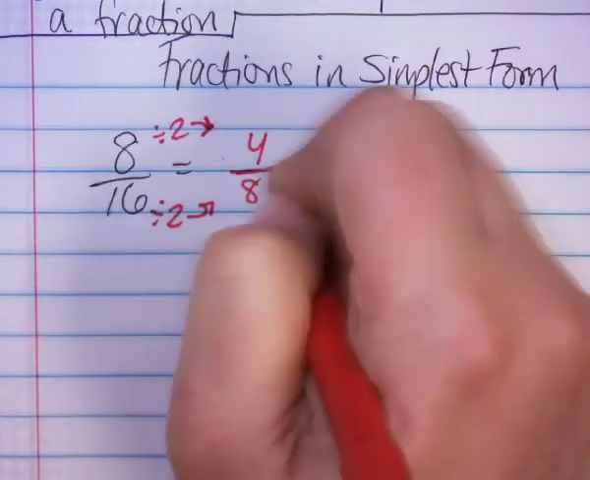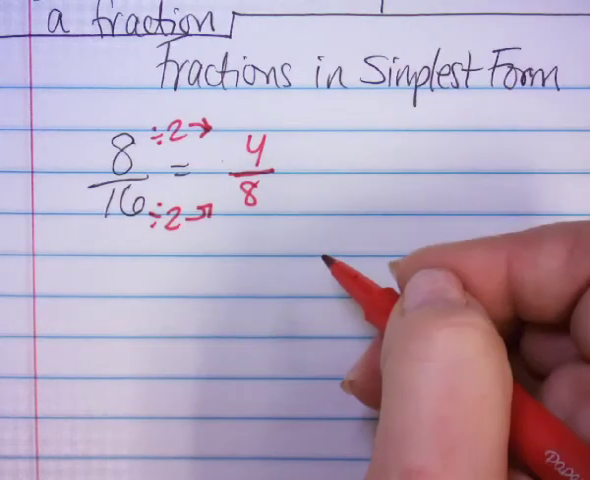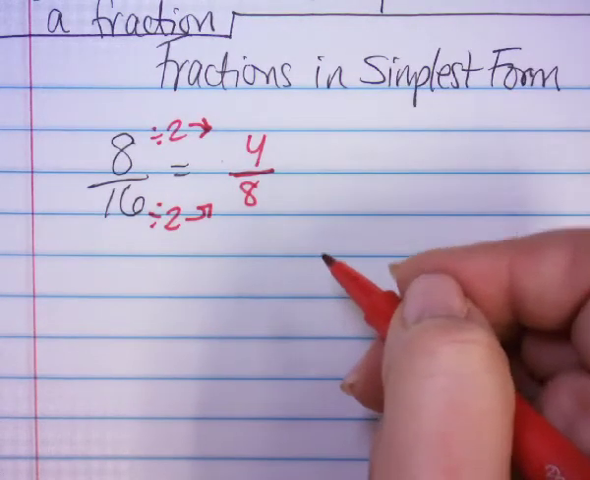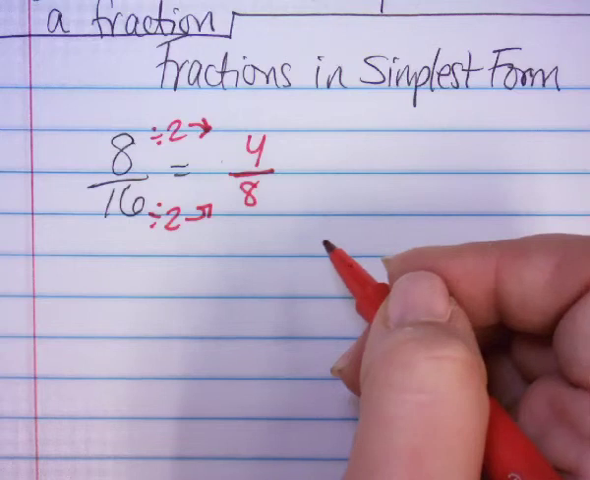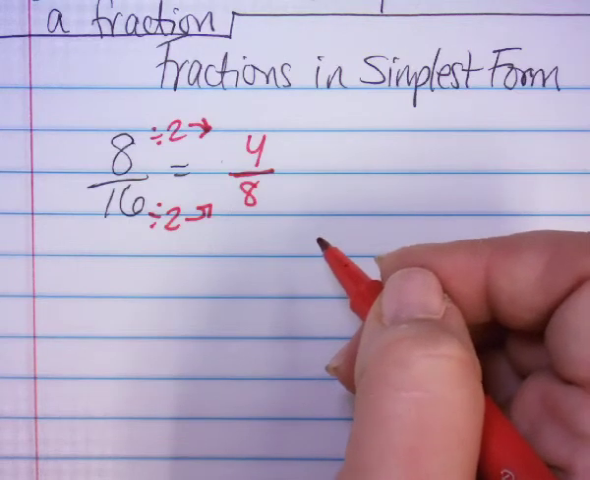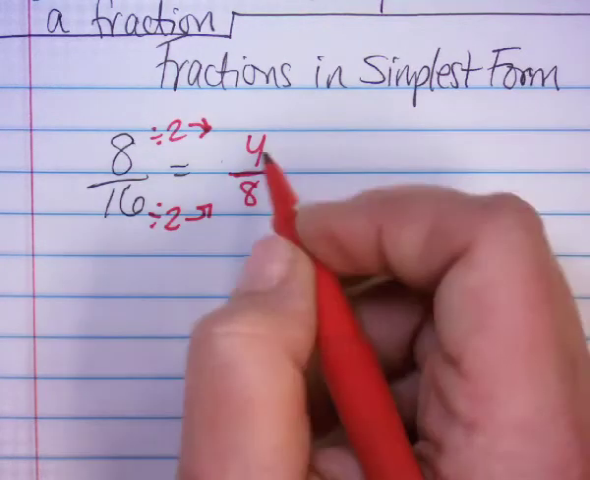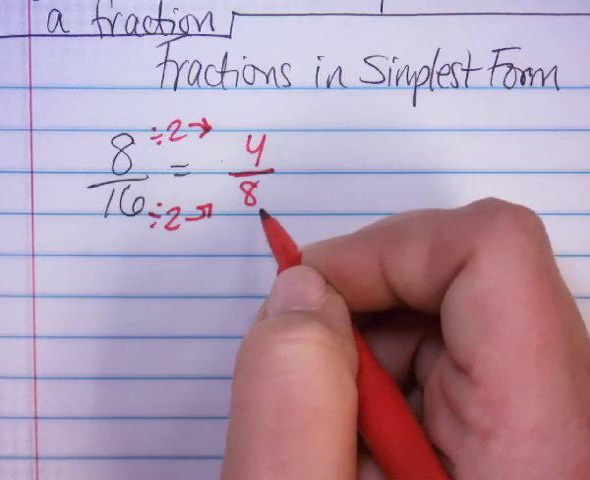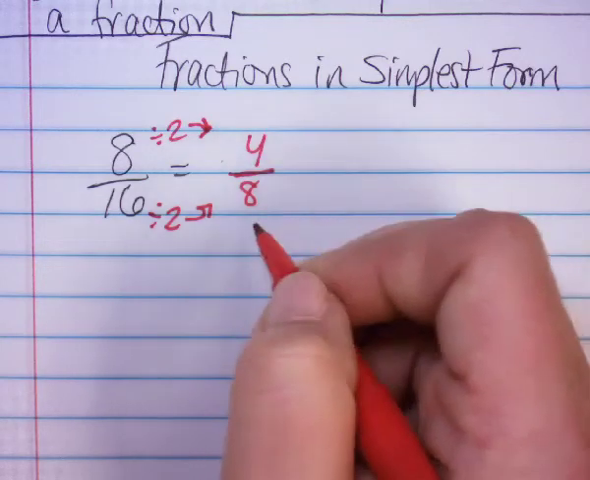4/8. But are we simplified yet? No. No. And why not? Why not, Rachel? Because you can divide. Yeah, because we can divide again. Because there is a number that will go in, there's actually several, that will go into both 4 and 8.